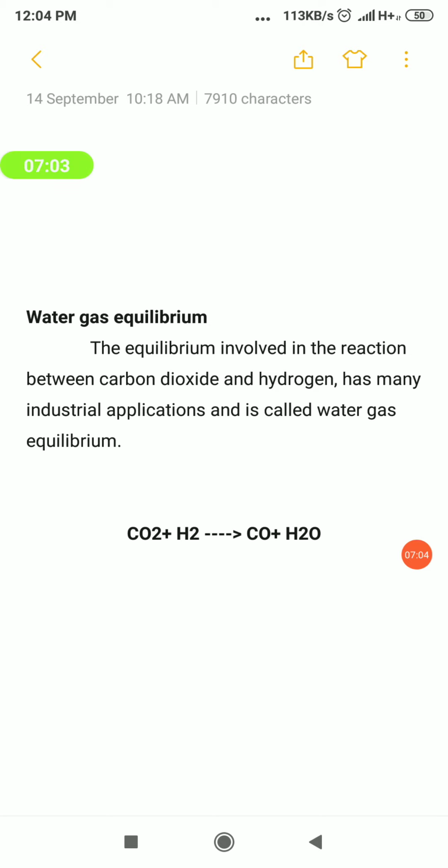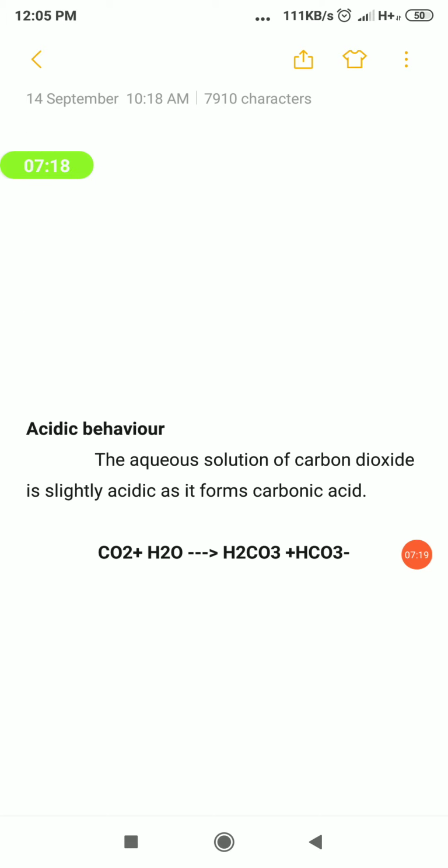So it forms CO and H2O. Equilibrium means it's reversible. Again, that CO and H2O combine and change back into CO2 and H2. So it finds very wide applications on an industrial scale. Okay. Next, acidic behavior.